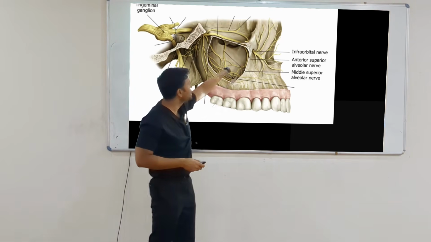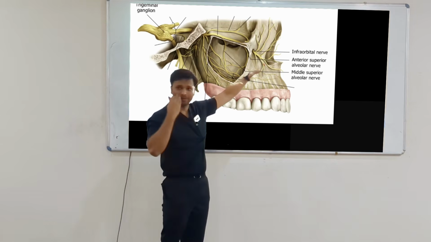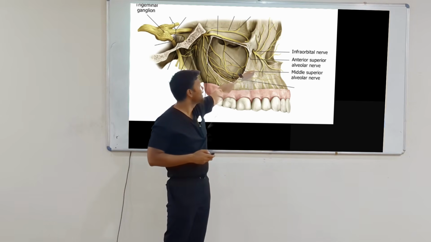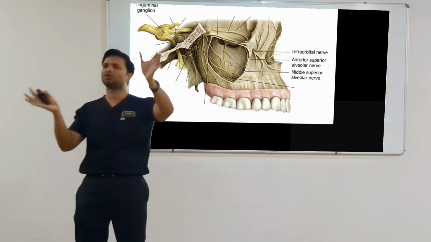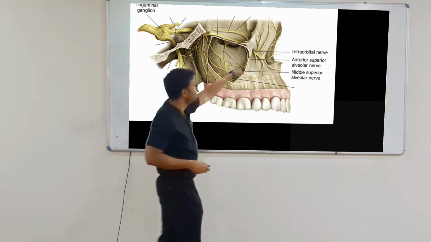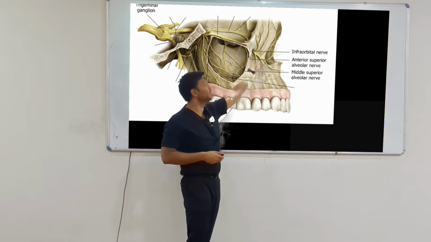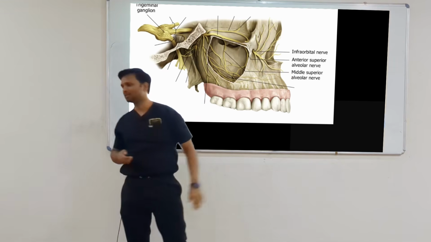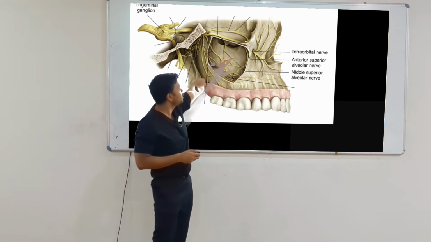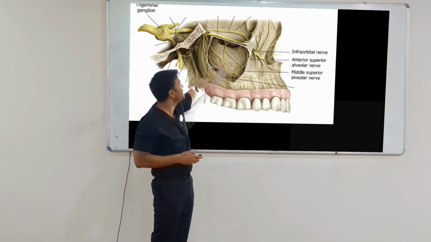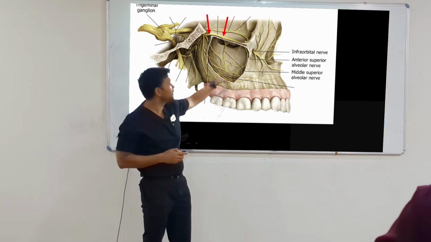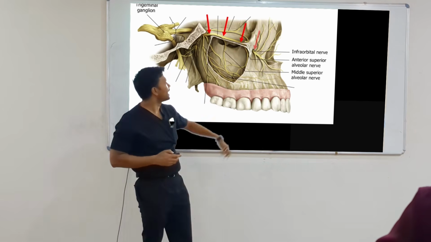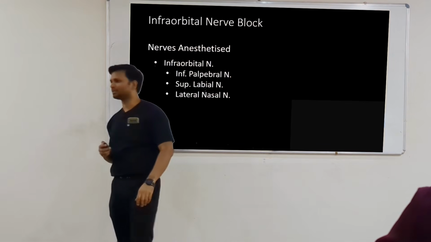Okay, and it comes out on the face through the infraorbital foramen, and as soon as it comes out of the infraorbital foramen, it branches into 3 branches: superior labial, inferior palpebral and lateral nasal. Inside the infraorbital canal, we have 2 branches, that is MSA, middle superior alveolar, and ASA. And as it comes out, it has the 3 branches.